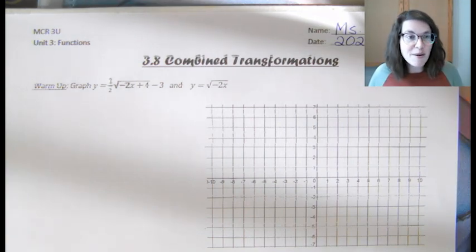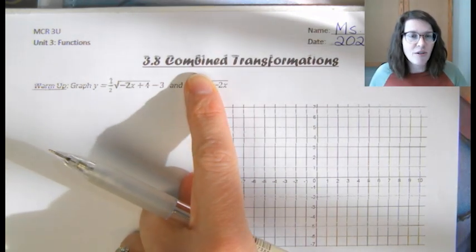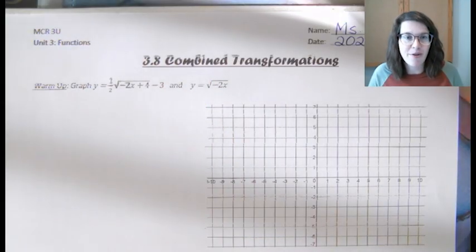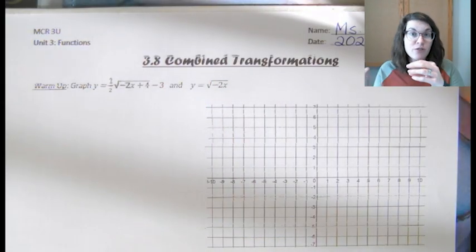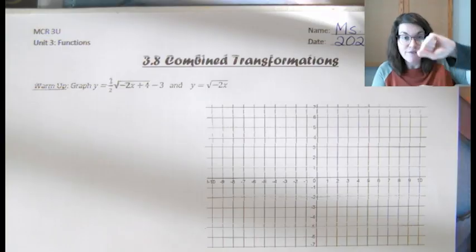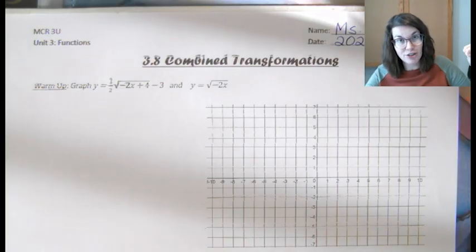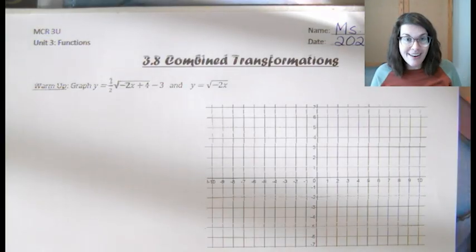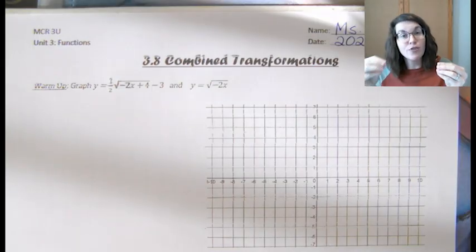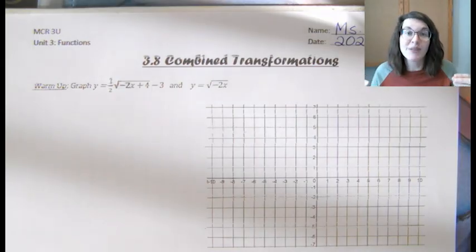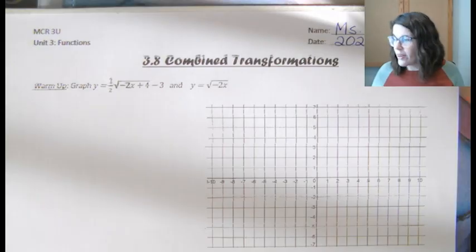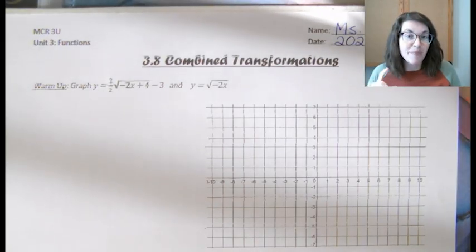Welcome to lesson 3.8. Today we're talking about all of those transformations combined together. So far we've talked about horizontal shifts, and vertical stretches and horizontal stretches. So what we're going to look at now is how horizontal and vertical stretches and compressions are related to each other. And then we're going to be talking about getting an equation from a graph.